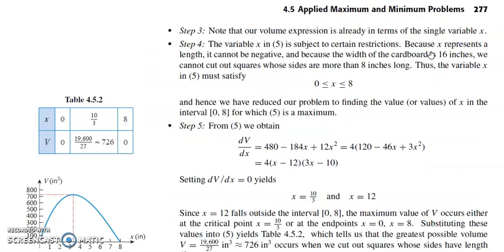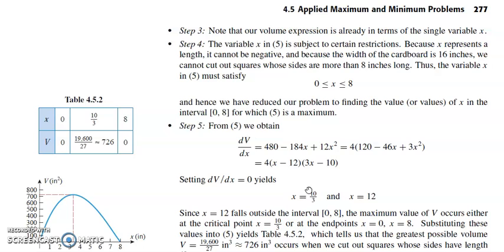So now let us maximize this function. So find out the first derivative. So first derivative is okay, we'll get 4 into 120 minus 46x plus 3x square. So that is 4 into x minus 12 into 3x minus 10. So upon equating to 0, you will get x equal to 12 and 10 by 3.